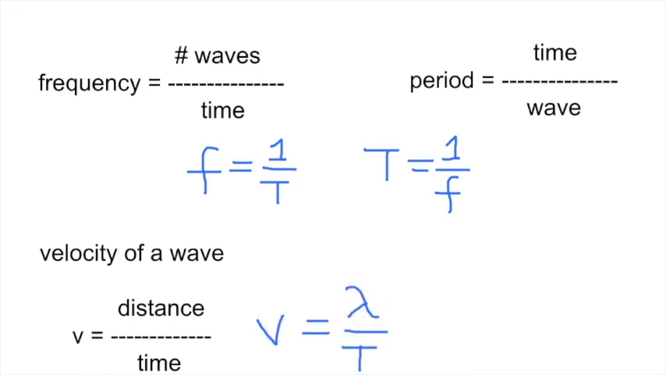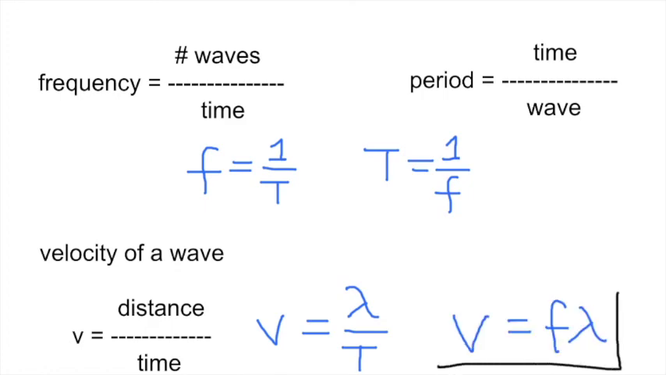However, we can also note velocity is equal to the frequency times the wavelength. That is, since 1 over the period is frequency, we can put that in and get the wave equation, which is velocity equals frequency times wavelength. And this will be the most often used way to determine the velocity of a wave.